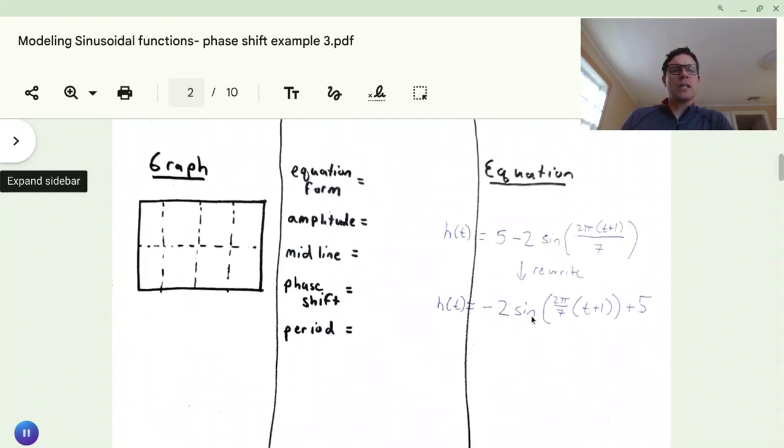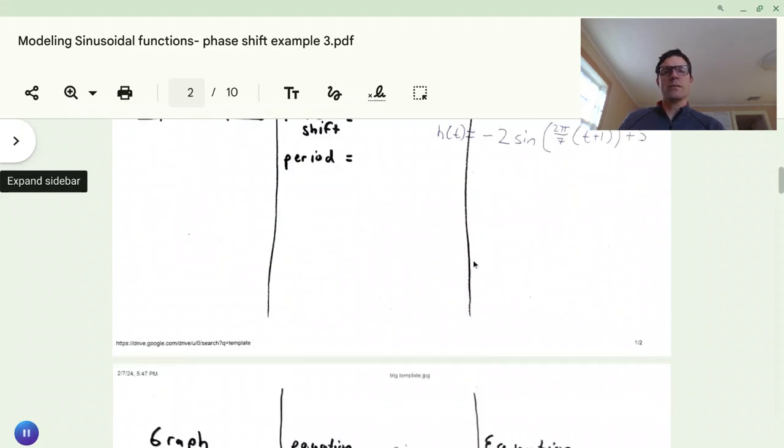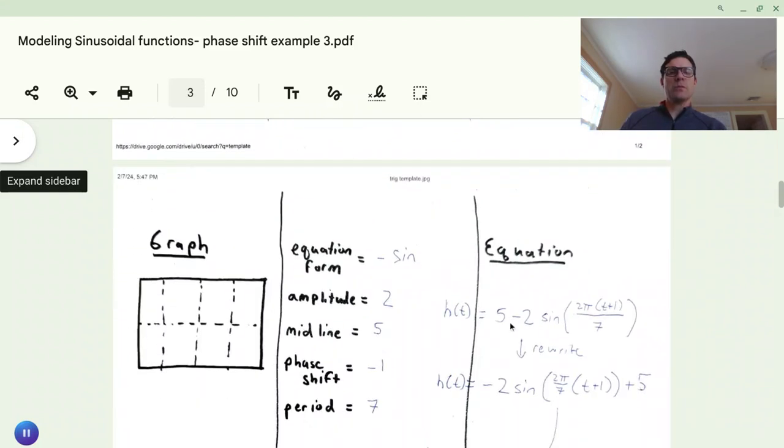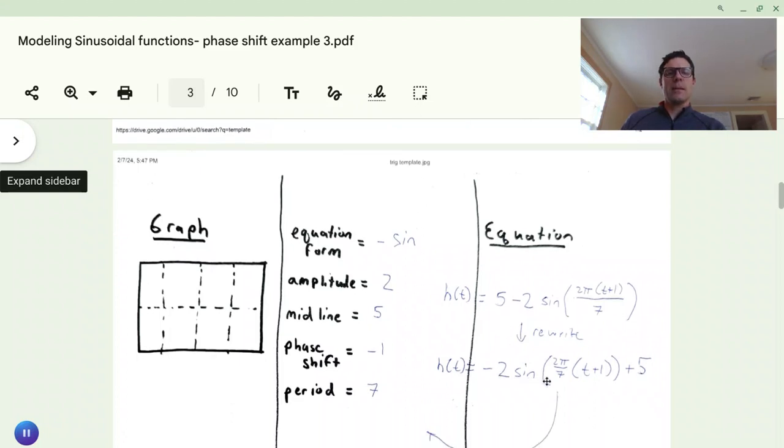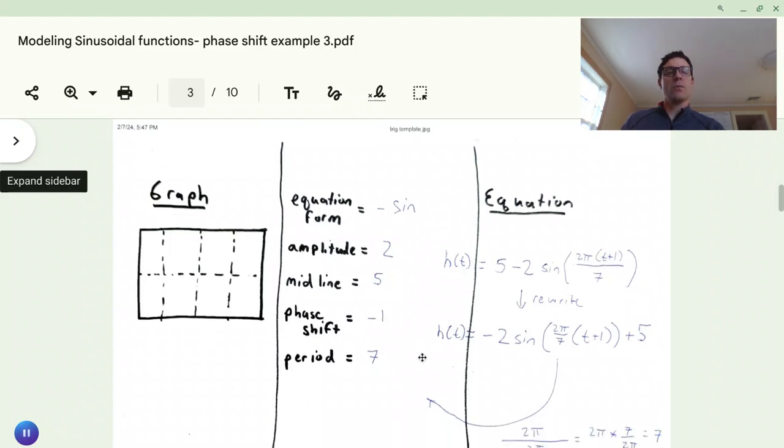Now I've got a minus 2 sine, I've got the 2 pi over 7 out front of the t plus 1, and I've got the plus 5 on the end. And I can really just fill in all the stuff that I'm used to filling in now over here. Okay, the equation forms a negative sign. The amplitude's 2. I've got a midline of 5. The phase shift, right, is just the opposite of this, so it's going to be a phase shift of negative 1.